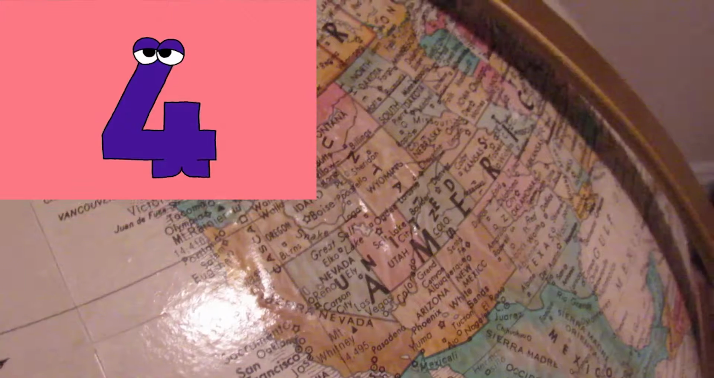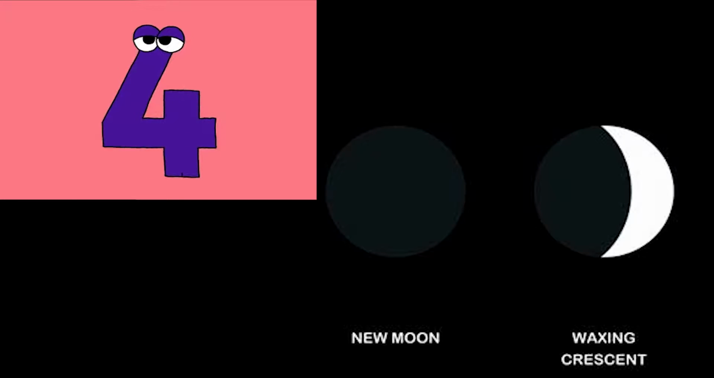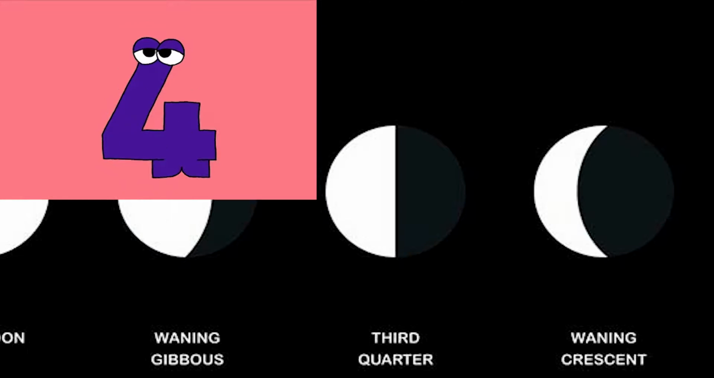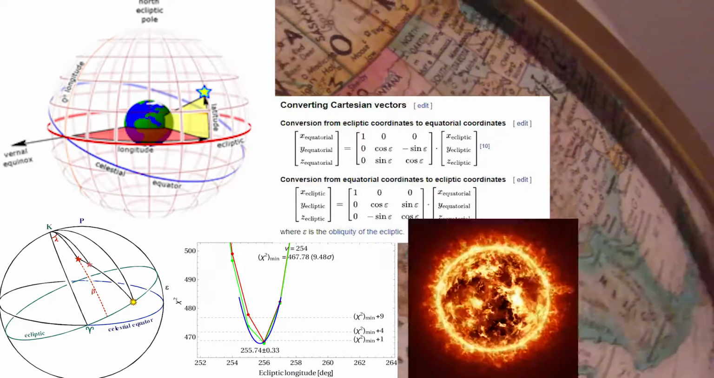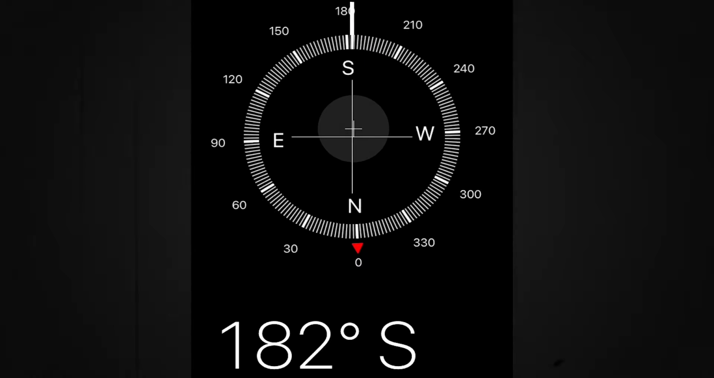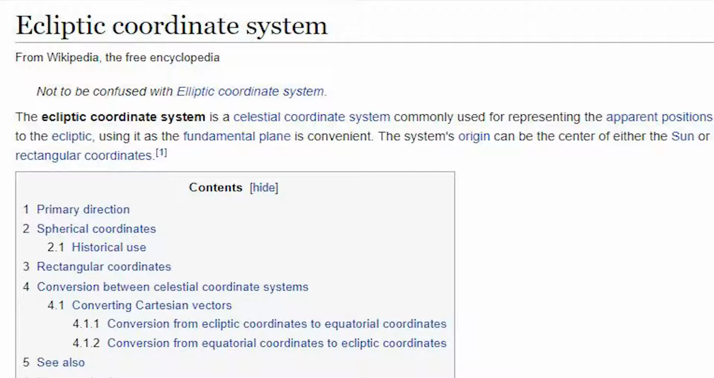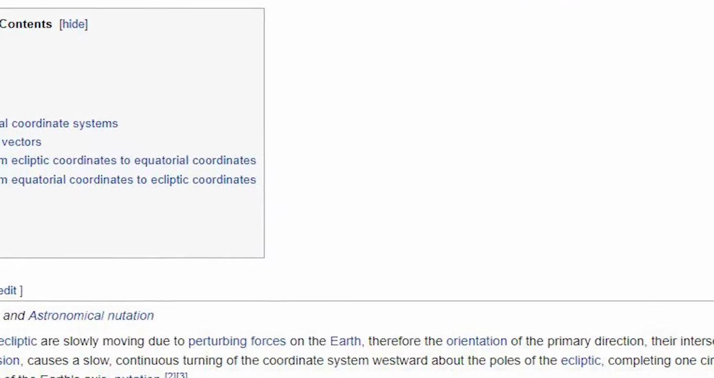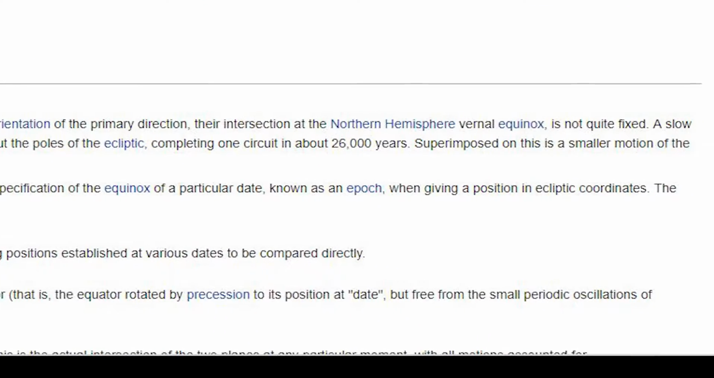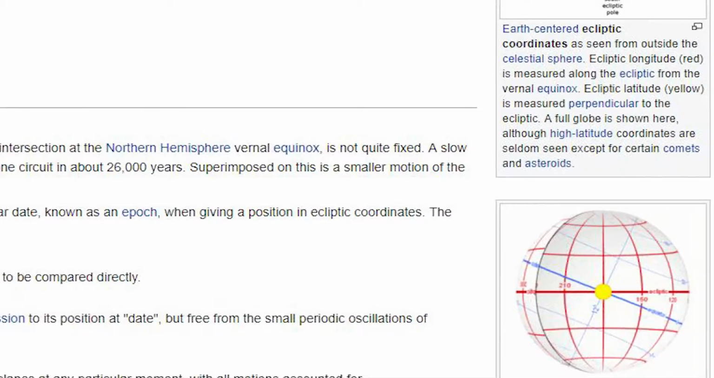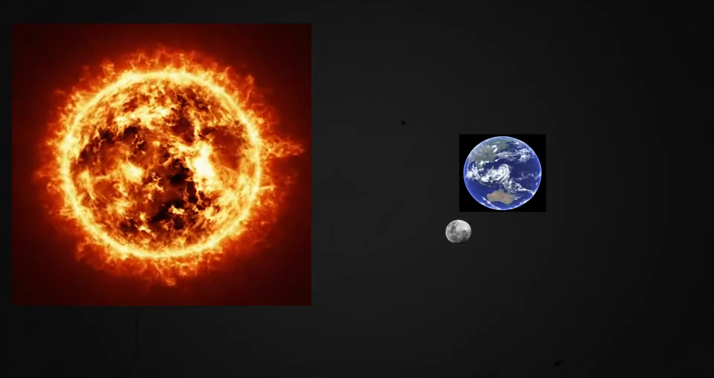In Western culture, there are 4 principal phases of the moon, which include new moon, first quarter, full moon, and third quarter. These are the instances where the moon's elliptic longitude and the sun's elliptic longitude differ by 0 degrees, 90 degrees, 180, and 270 degrees. The elliptic coordinate system is a celestial coordinate system commonly used for representing the apparent positions and orbits of solar system objects. In other words, where the moon and sun and stuff is related to the position of the Earth.